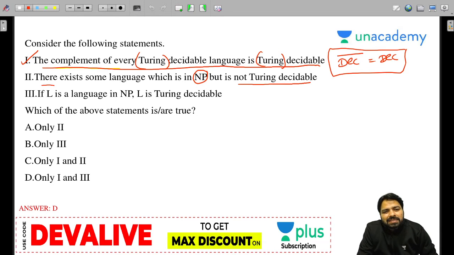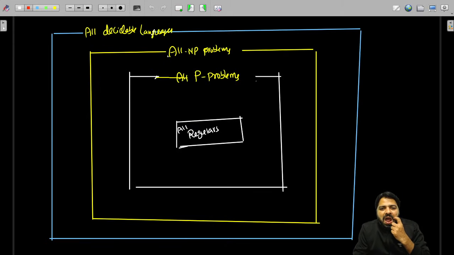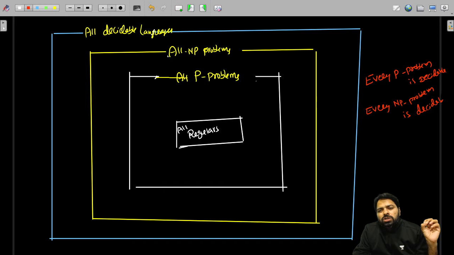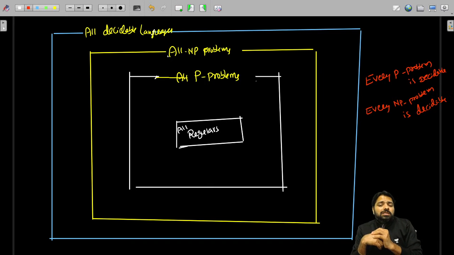Now, there exists some language which is in NP but is not Turing decidable. Look at this. Every P problem is decidable. Not only that, even every NP problem is already decided because a halting program exists. Every NP problem also has a halting program. Every NP problem is also decidable because all the problems that we have studied in algorithms, polynomial problems, non-polynomial problems, non-deterministic ones, are all decidable problems, guys.